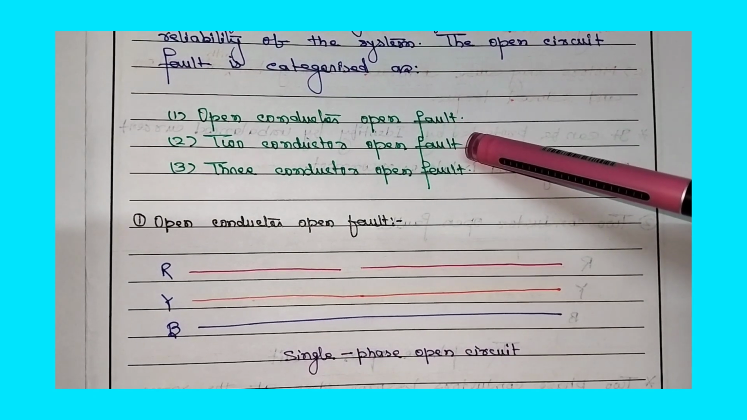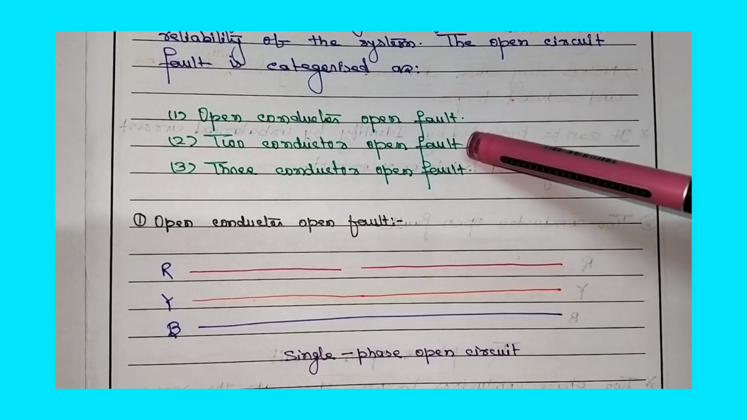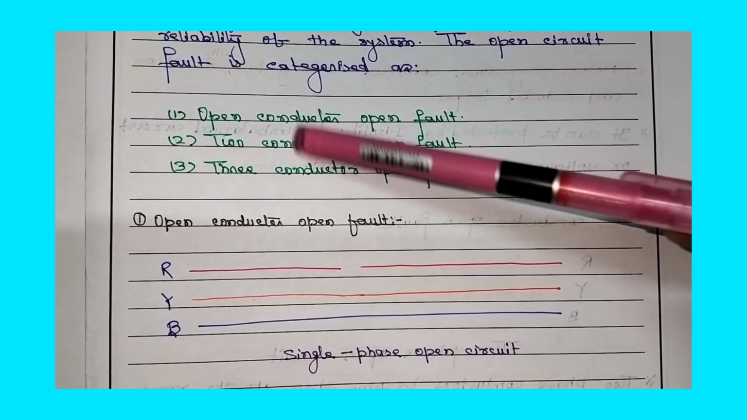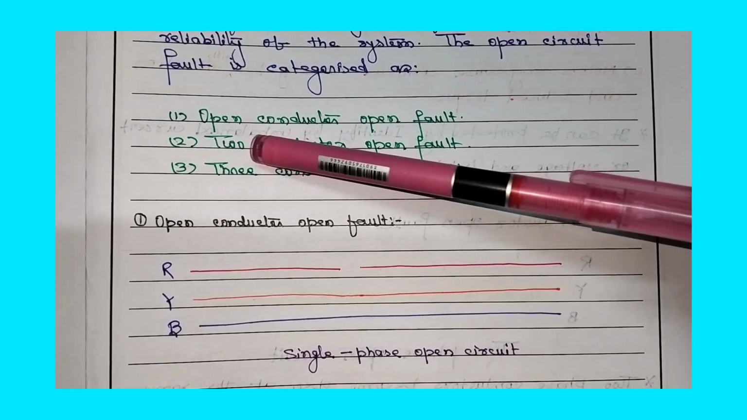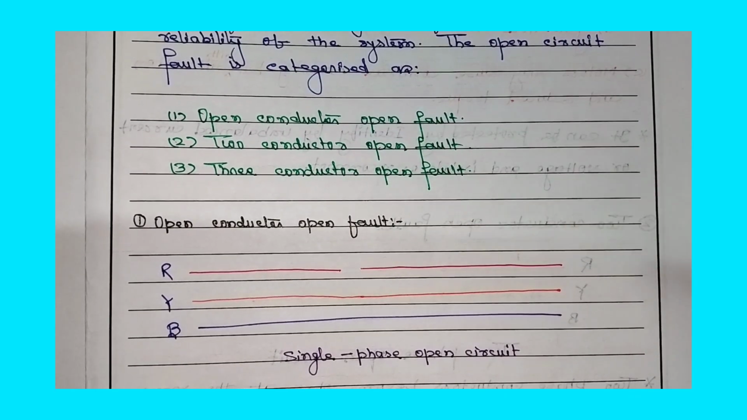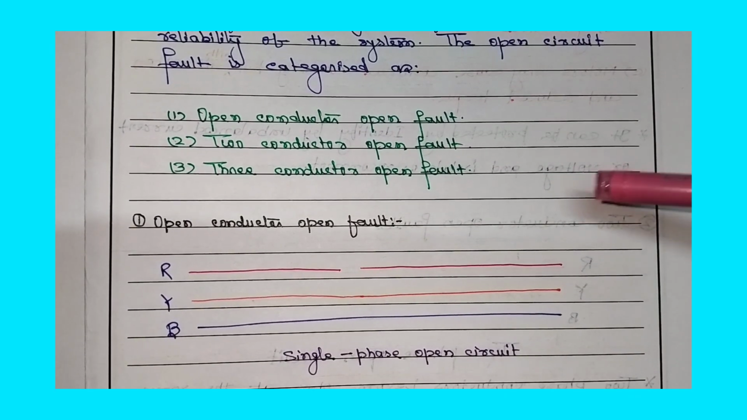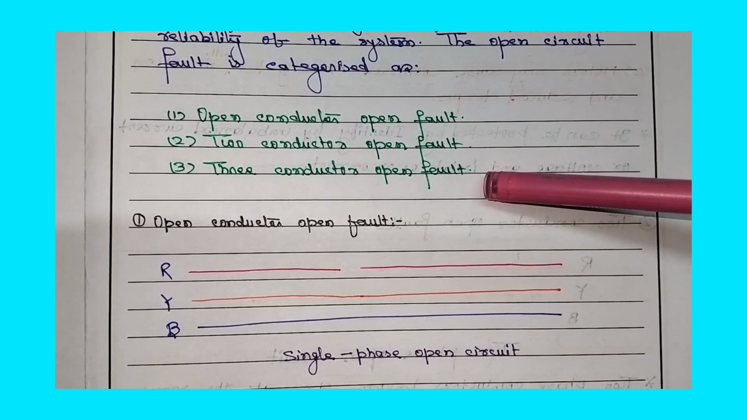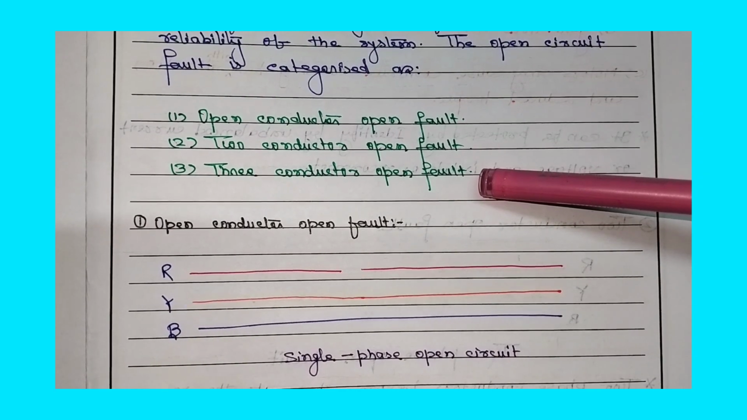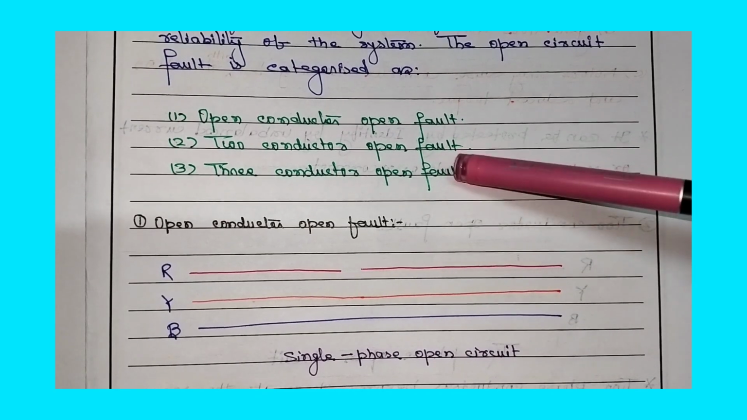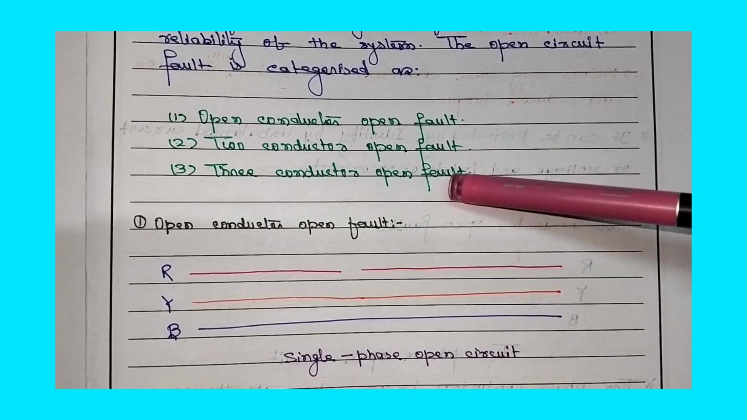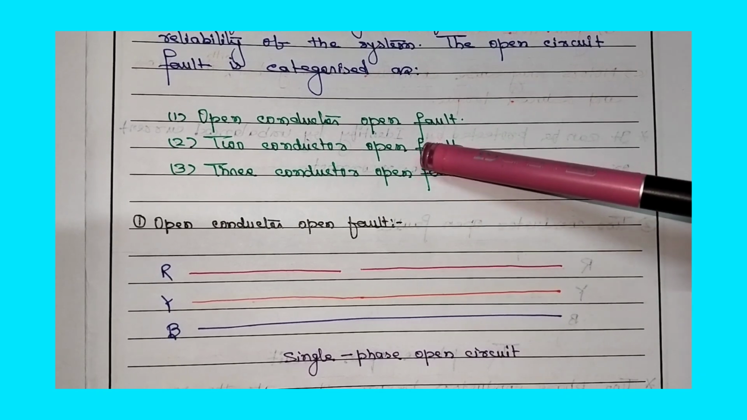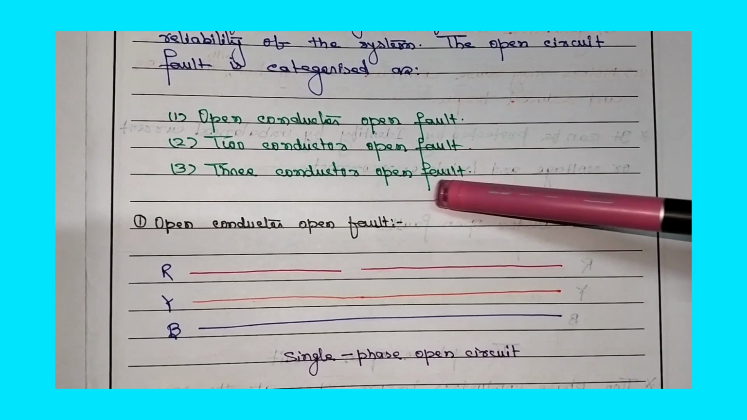In the two conductors open fault, two conductors are getting open, as the name itself shows. In the three conductors open fault, all three conductors are open, which is rare but the most severe in nature.